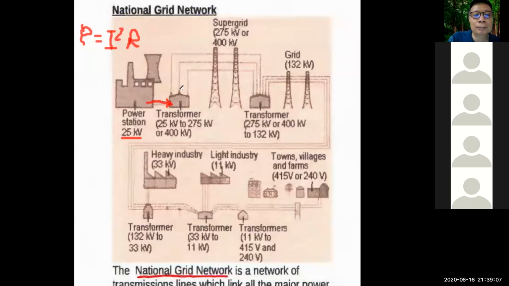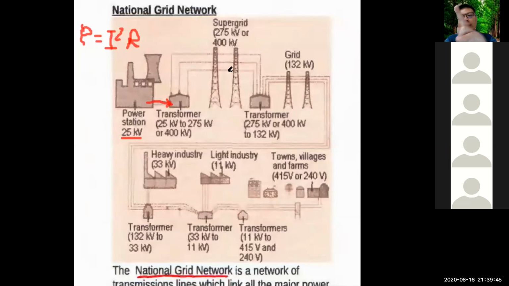So now, from Terengganu you want to send to Malacca all the way, so you cannot afford to have power loss. You don't want the power to be lost. So what you must do is step up the voltage and make sure the current becomes very small. When the current I is small, the power loss also becomes small. That is what we want. Power loss is directly proportional to the square of the current and directly proportional to the resistance.